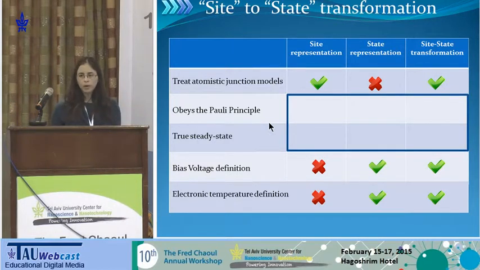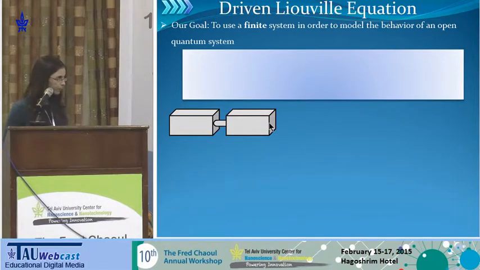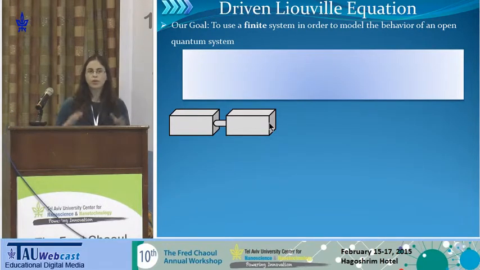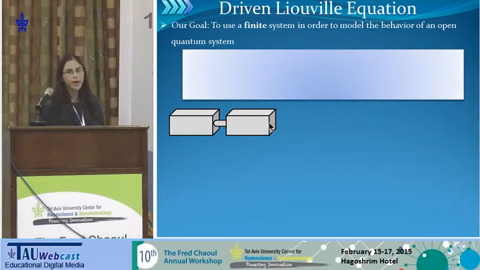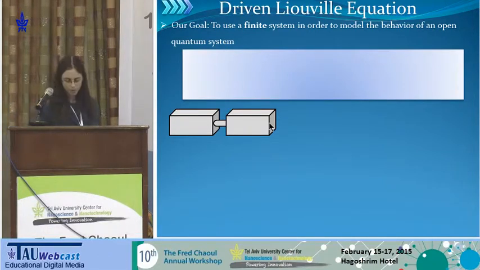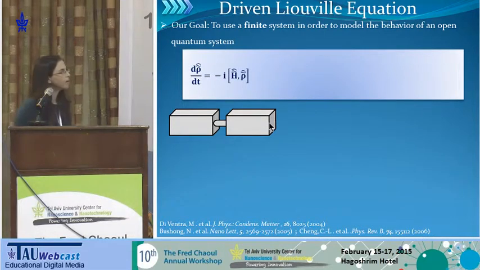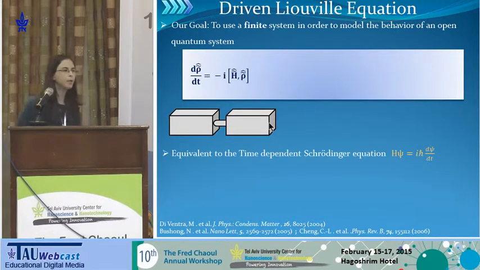In order to open the system and to have a true steady state, we are using the driven Liouville-von Neumann equation for the density matrix. Our goal is to use a finite system, as we can see here, in order to model the behavior of an open quantum system. This equation has three parts. The first one is the standard Liouville equation. This is good for closed systems only, and it is equivalent to propagating the wave function using the time-dependent Schrödinger equation.